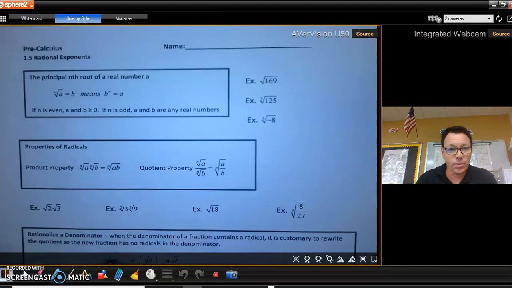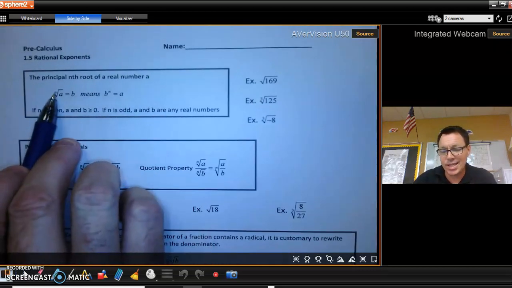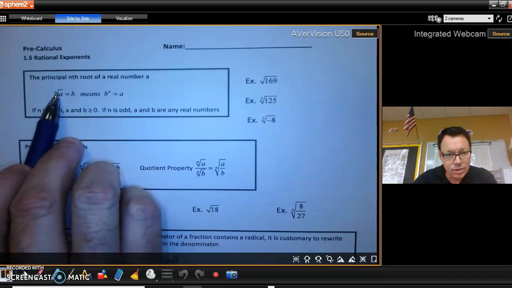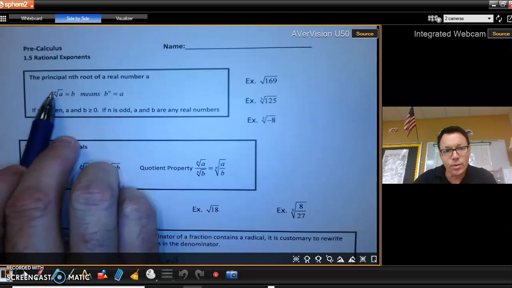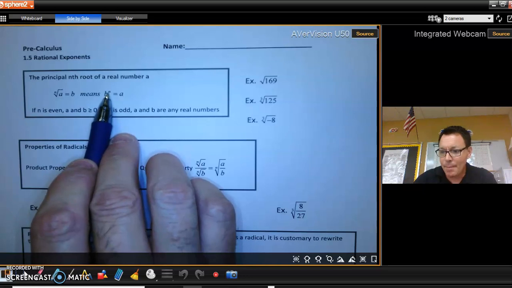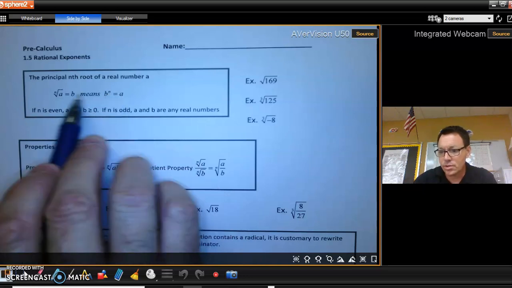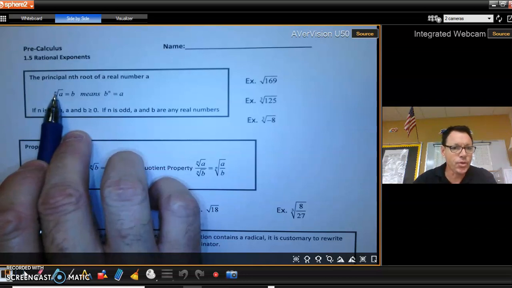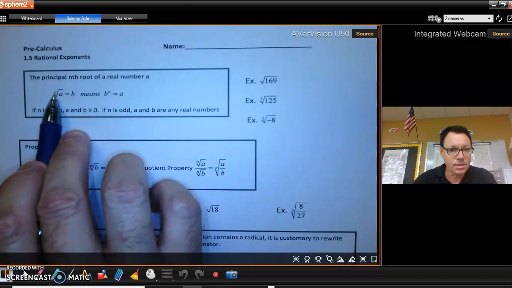Normally it's a square root. If it's a square root, you won't see anything there. But anything else, cube root, fourth root, that's the little number you're going to see telling you what root. Okay, and again, what it means is this number to that power will equal this. So what is the number that I would take to the third power to get this base right here?